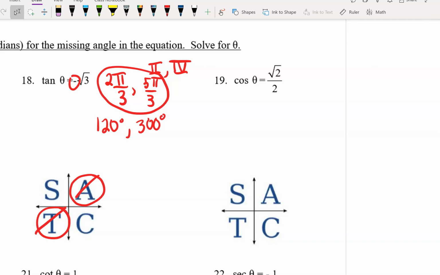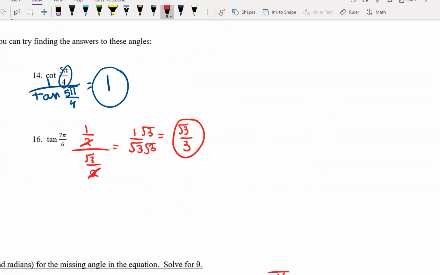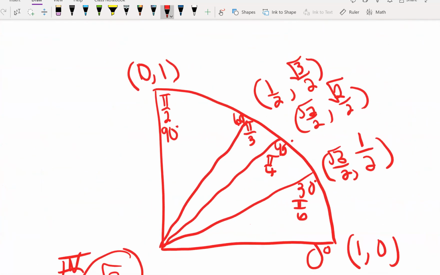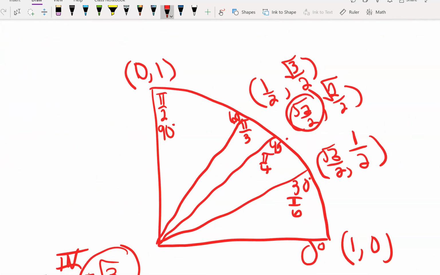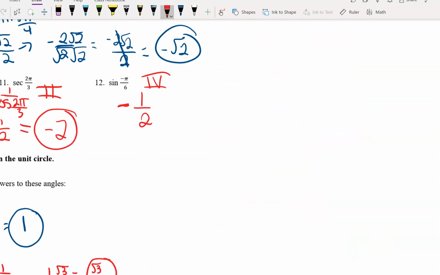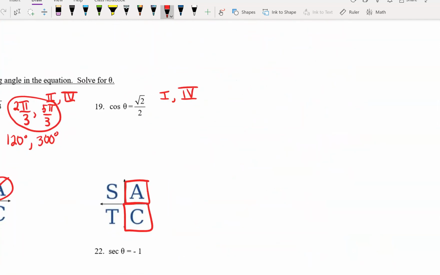Is cosine going to be positive √2 over 2? So we know cosine is positive here because they're all positive here in quadrant 1. Cosine is also positive here in quadrant 4. It's going to be quadrant 1 and quadrant 4. And if we look at just our positive part of the unit circle, cosine is √2 over 2 at pi over 4. So one of my answers is going to be pi over 4.